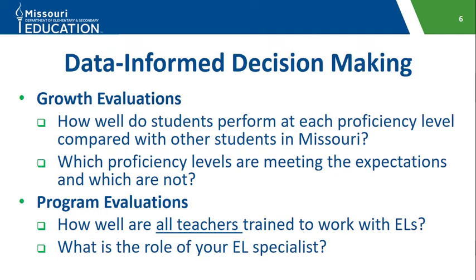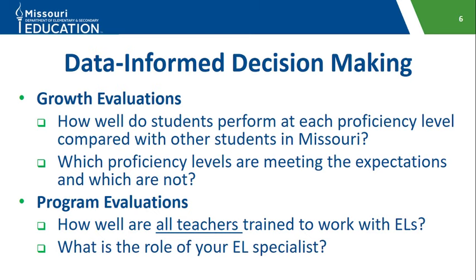You can use this data to make data-informed decisions around the direction of your EL program. You can start by looking at how well your students perform at each proficiency level compared with other students in Missouri. There are growth charts available where you can plot each student's growth and identify trends, which proficiency levels are meeting the expectations and which are not. If all of your students on the lower end of the scale are meeting the expectations, but the students on the higher end of the scale are not, you want to look at different things for those levels.